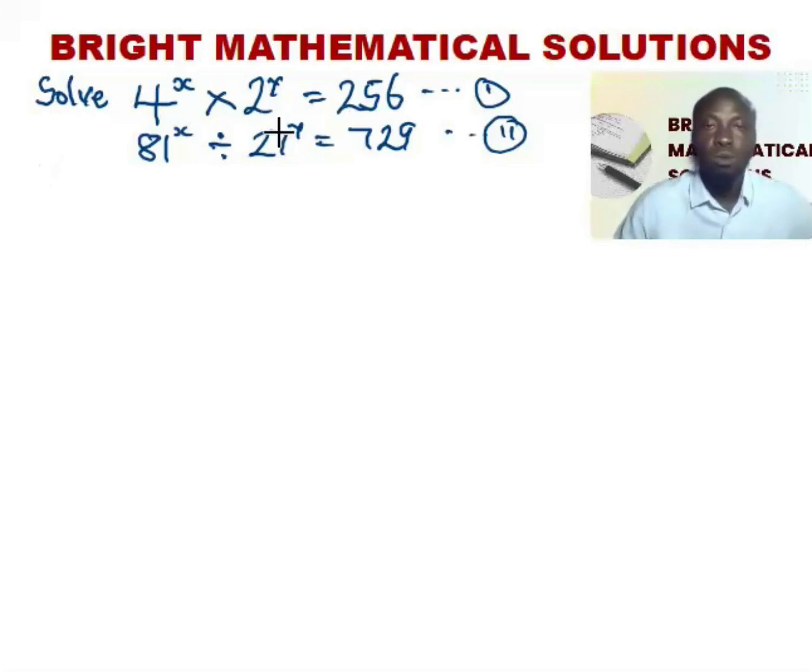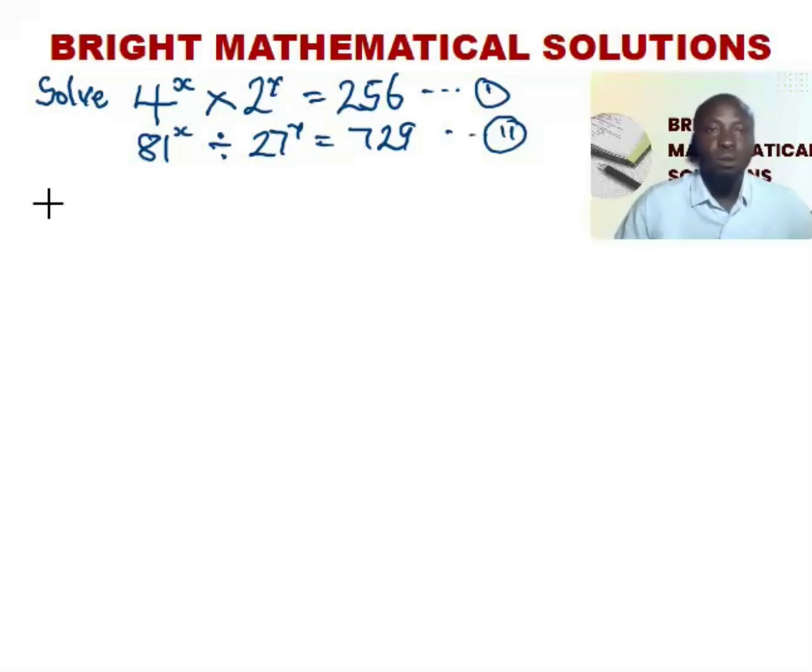Today we want to solve this problem which says these simultaneous equations. We have two equations and they are in index, which means they have power. The unknowns are powers. So now let us get into it. The first thing is to express equation 1 and equation 2 with the same base, and then from there we can attend to the powers.